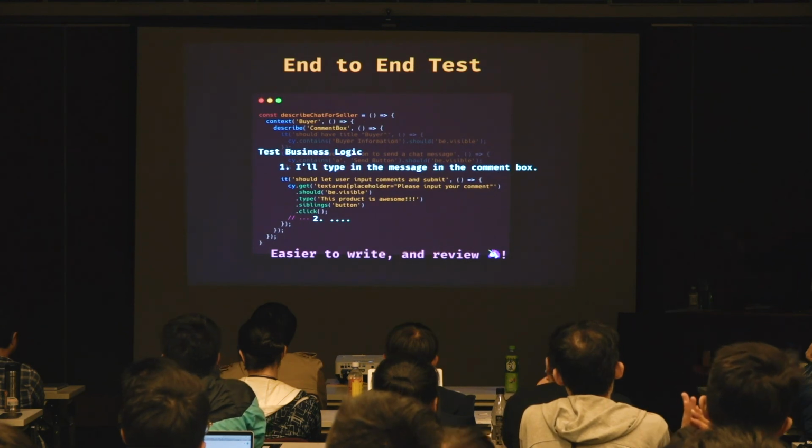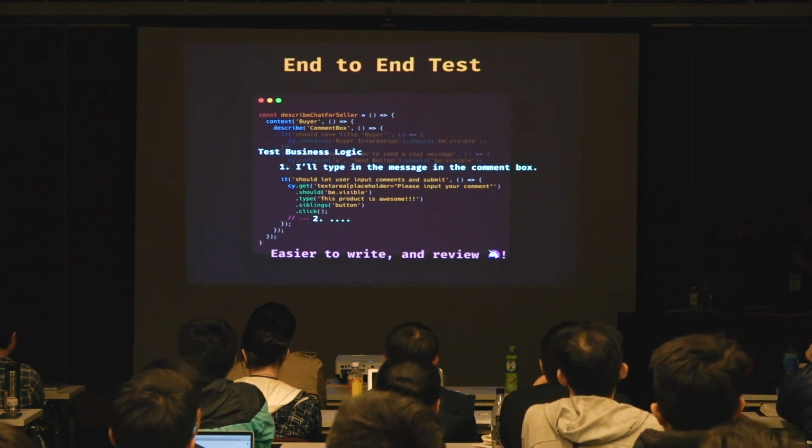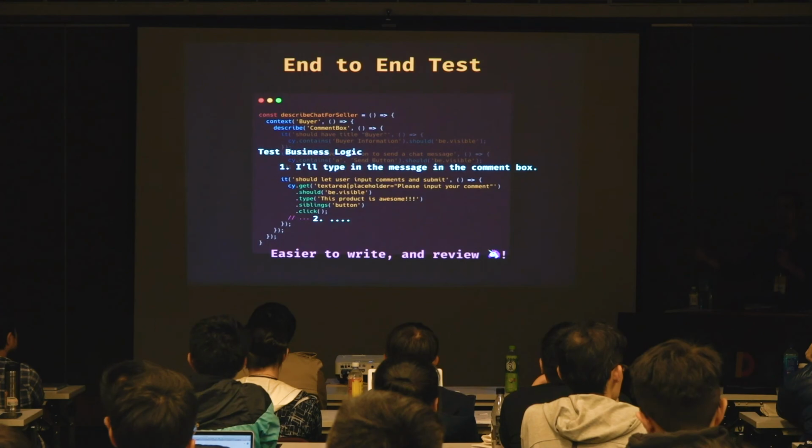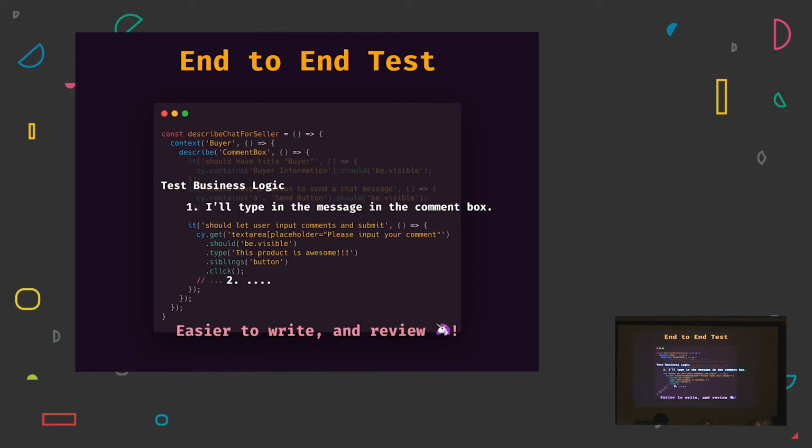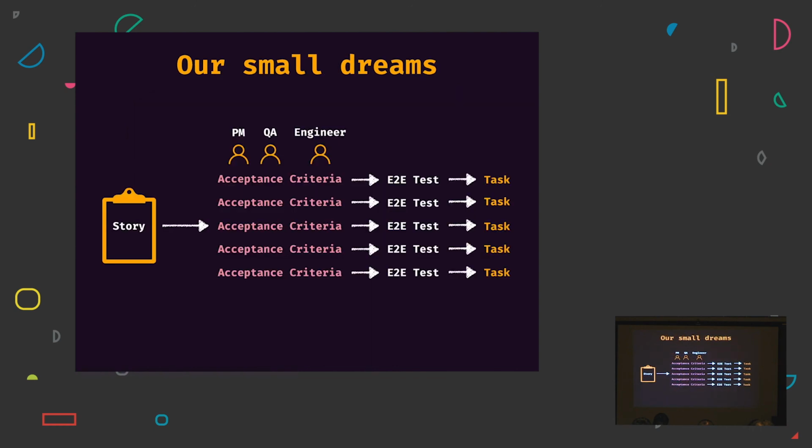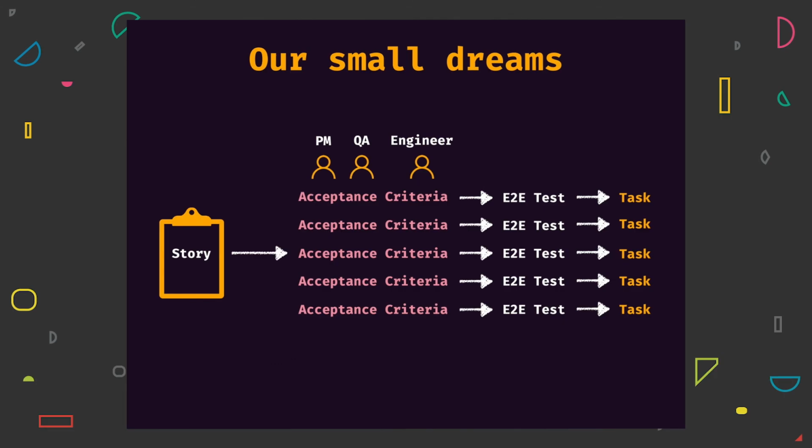And comparing with Saga test, end-to-end test with Cypress is much easier to write and review, because its API is more natural comparing with Saga test generator functions. And at the end, our small dreams is once we receive a story from our PMs, we try to split into different acceptance criteria by PM, QA engineers together. So we own a single piece of source of truth.